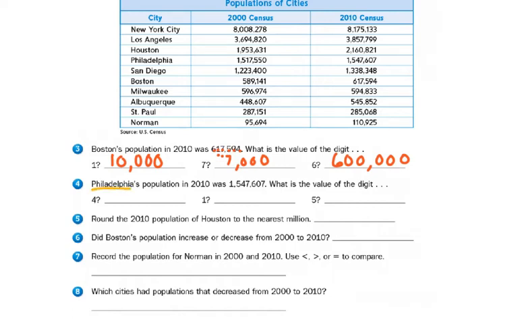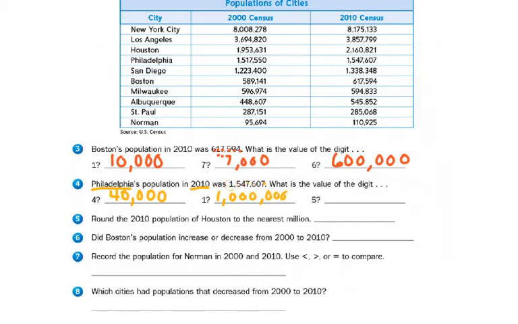Next, they're talking about Philadelphia, and its population in 2010 was 1,547,607. What is the value of the 4? Ones, tens, hundreds, thousands, 10,000s. But the value is, because there's a 4 there, the value is 40,000. The value of the 1 is in the millions place. The value is 1 million.